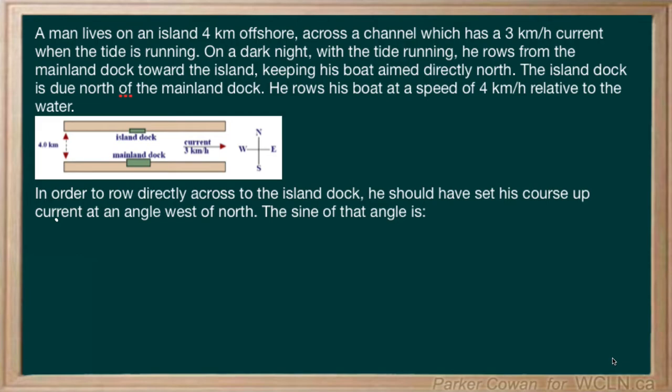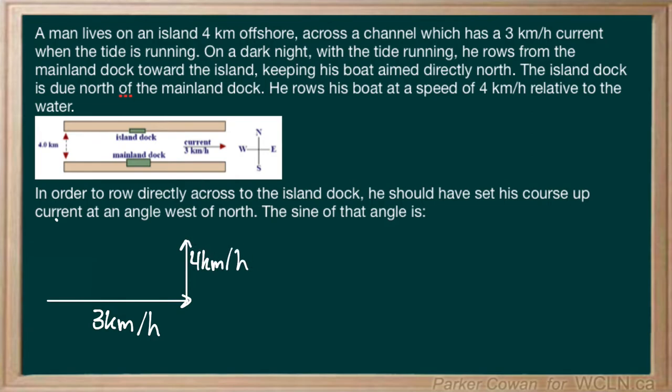Okay, so the way we need to look at this is, let's first set up the vectors that we're looking at here. So we know that there's going to be a current directly east, and that's at 3 km/h. And he's going to row directly north, and that's at 4 km/h.